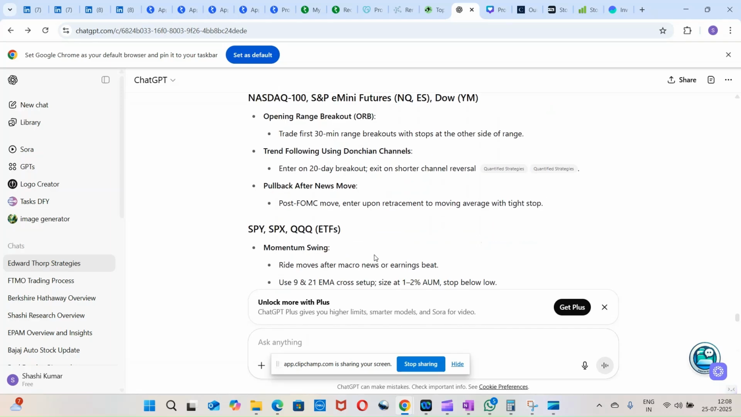Pullback after news move. So post FOMC move, enter upon retracement to a moving average with a tight stop.